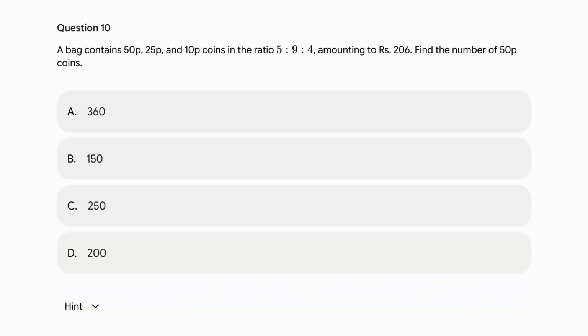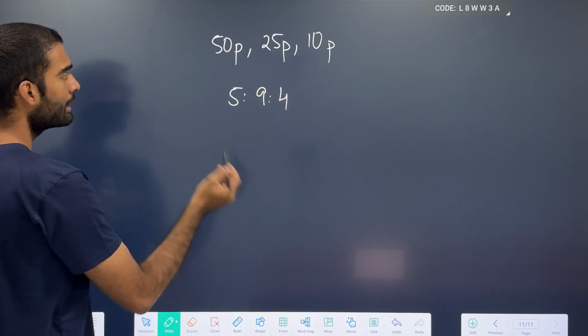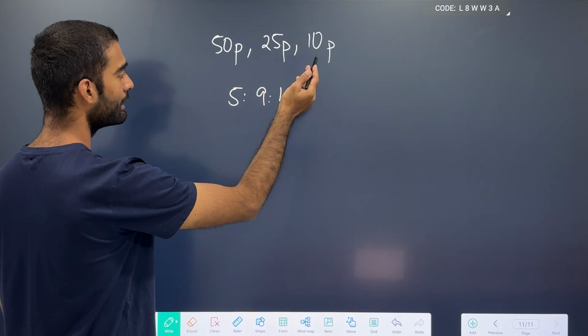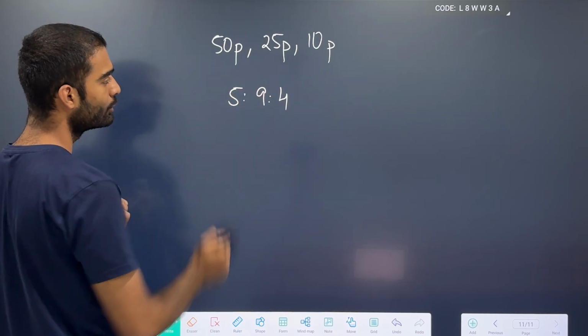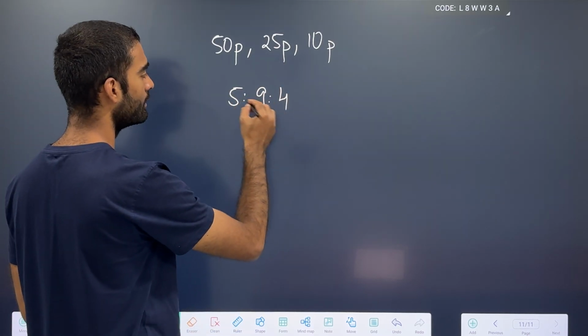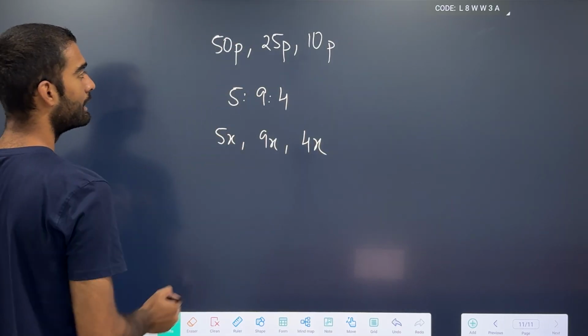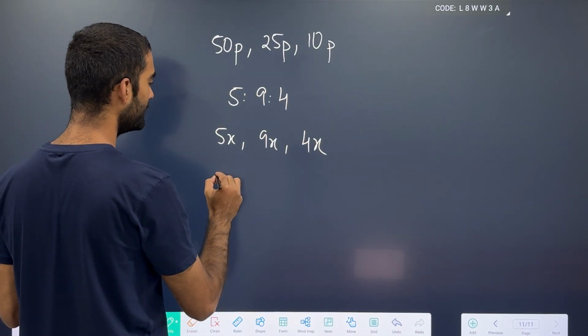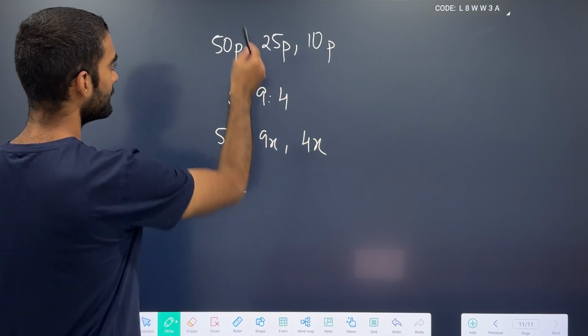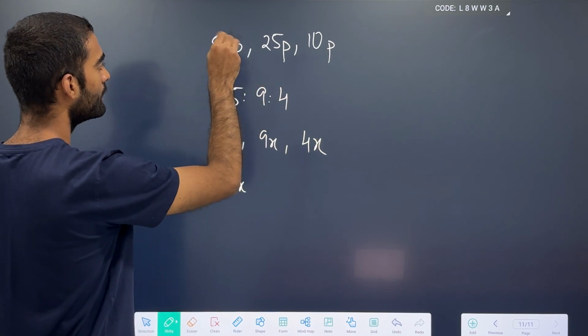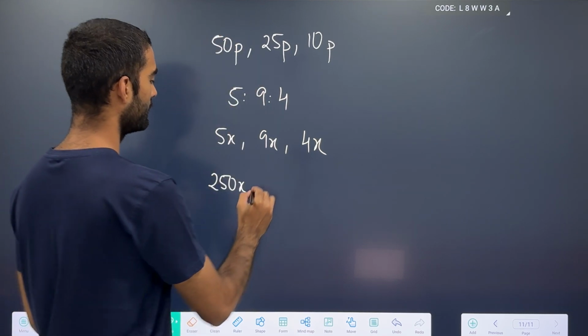A bag contains 50 paise, 25 paise and 10 paise coins in the ratio 5:9:4, amounting to rupees 206. Find the number of 50 paise coins. So a bag contains 50 paise, 25 paise and 10 paise, the number of coins in this ratio. Now we can just assume that the numbers to be 5x, 9x and 4x. Now just multiply these. So 5 into 50 is 250. So 250x is the total money amounting due to 50 paise coins.